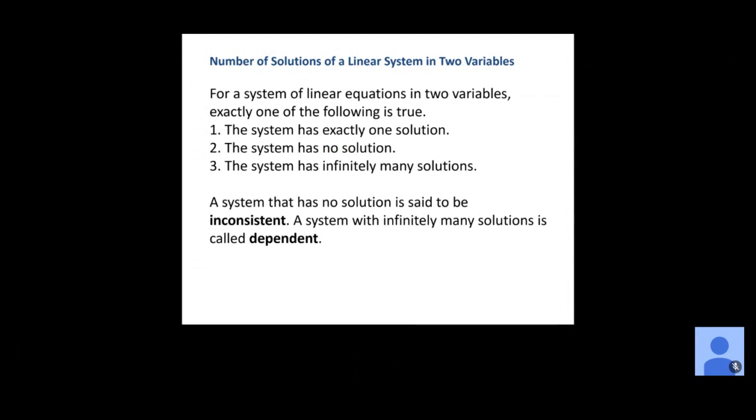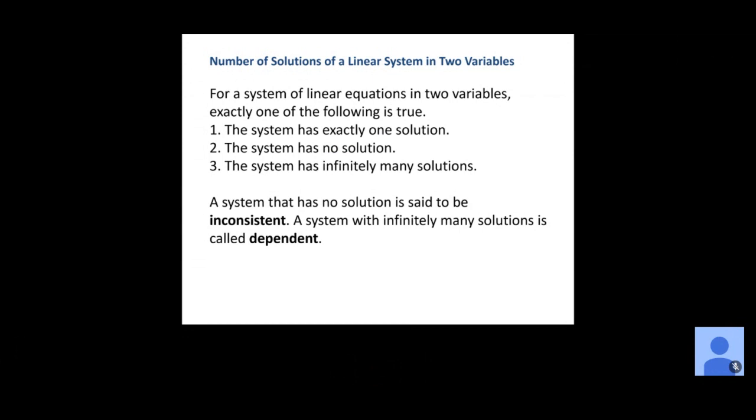Now, the number of solutions of a linear system in two variables. For any system of linear equations in two variables, one of these situations has to be true. Either we could have exactly one solution, and that's what we've looked at so far. All three of the examples we've done had exactly one solution, one ordered pair, that was the point of intersection of those two lines.